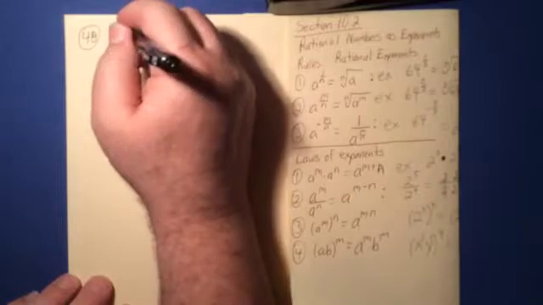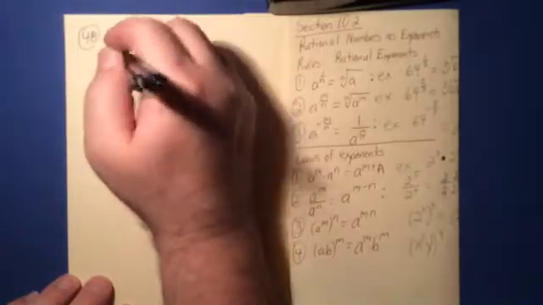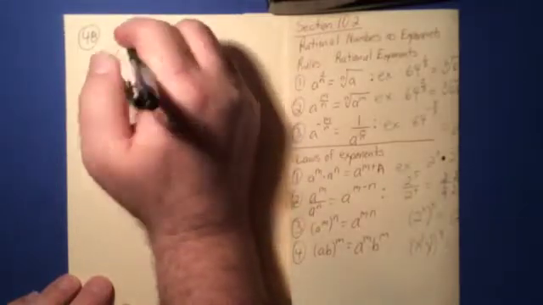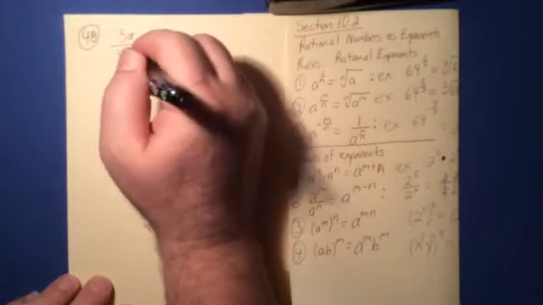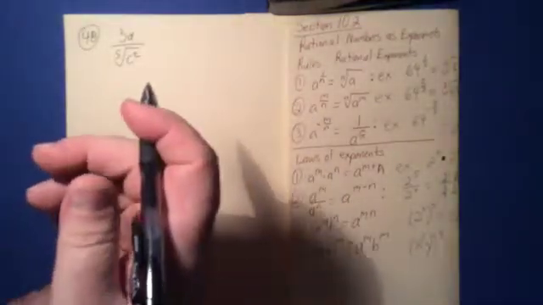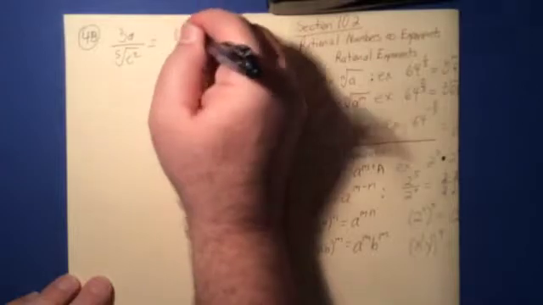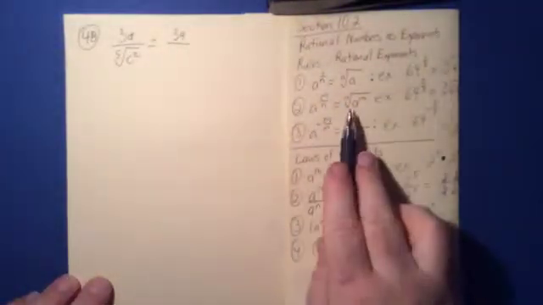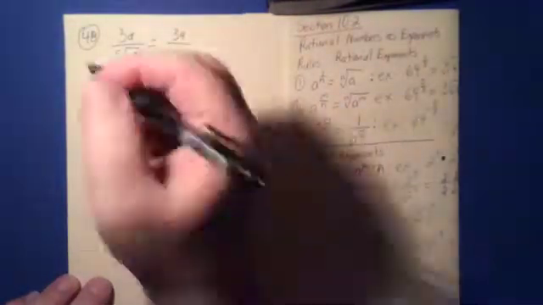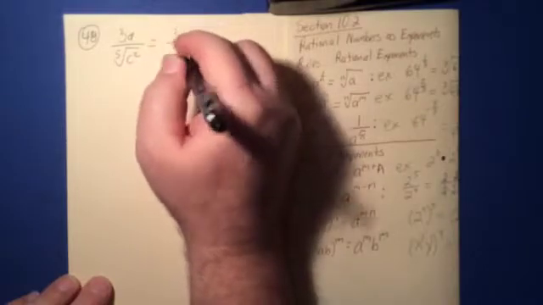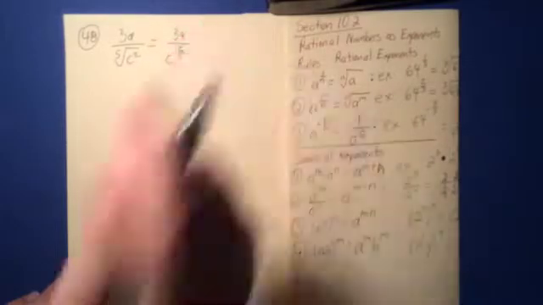So we have the expression 3a divided by the 5th root of c to the 2nd. So all we're going to do in this part here is leave the top the same, and we're going to apply rule number 2, going backwards from this. We're going to write this as 3a over c to the 2 fifths. And that's it for that section.